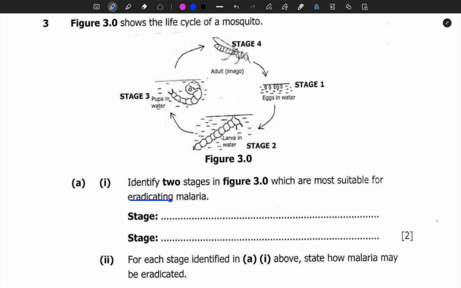So the best one here is, we can't kill the eggs because we know that the eggs have eggshells. So it's hard to kill the eggs. Then if you look at the larva, the organism is still in its shell. So even if we spray the stagnant water with insecticide, it is unable to feed from that. But for stage 3, it has started feeding, so we can just spray in that stagnant water. So first one, stage 3. Then also the other one is stage 4, because when we get rid of the adult, then we cannot have eggs.